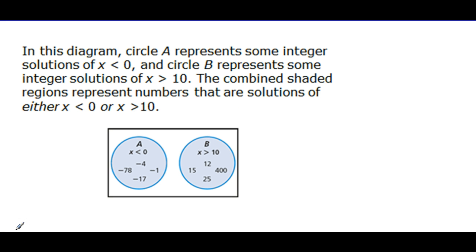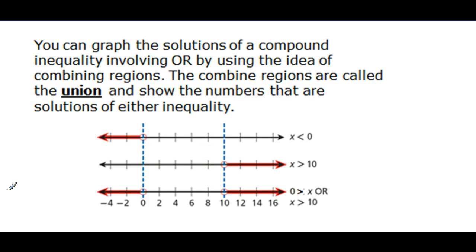This Venn diagram shows you in A all the values where x is less than 0. And then B shows you the values where x is greater than 10. And you'll notice that there is no combined shaded region that is an overlap. So since this would represent an or situation, the solutions could be in either circle A or in circle B. Okay, so that's what this one is. This is called a union. Okay, the other one was an intersection.